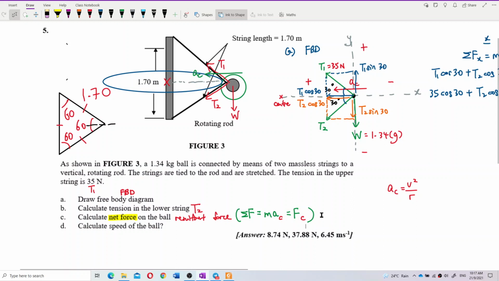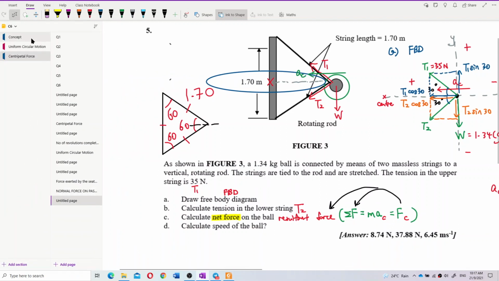So what is centripetal force? It is actually the resultant force towards the center of the circle from all the existing forces available on the ball. Do you realize that? Centripetal force is actually the resultant force. It's not another new force. It is the resultant force from existing forces.